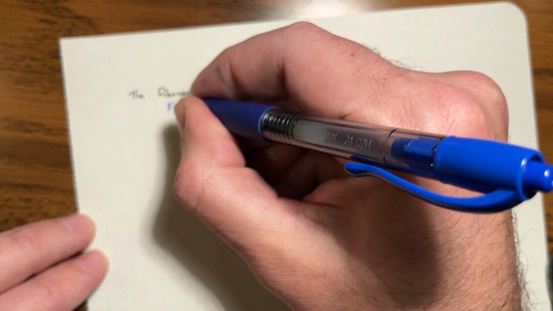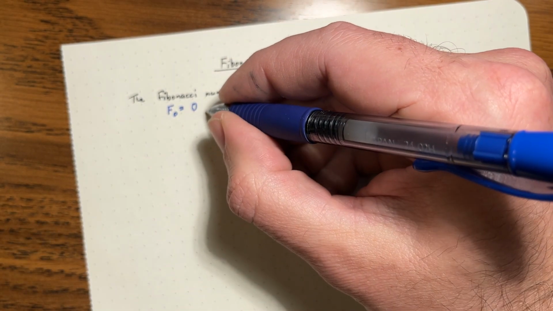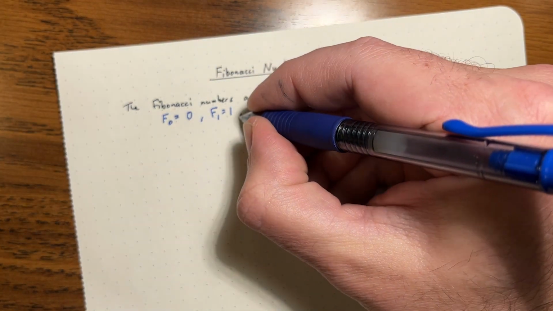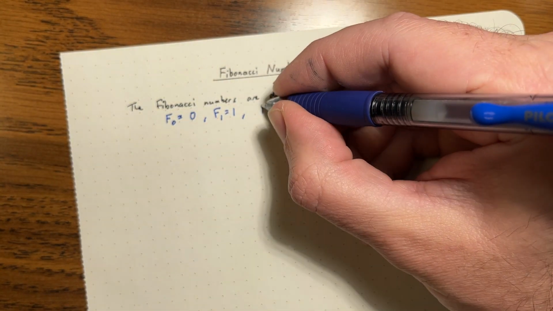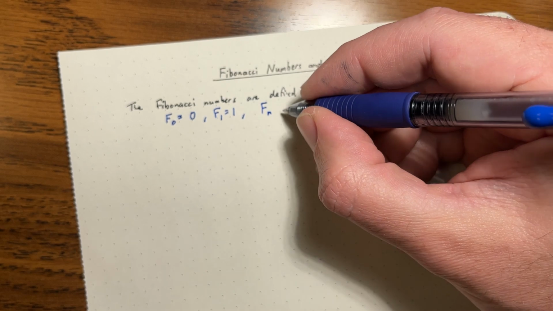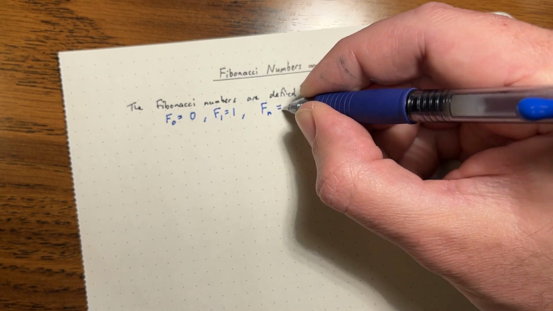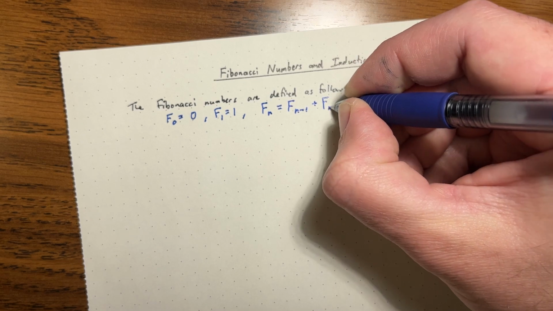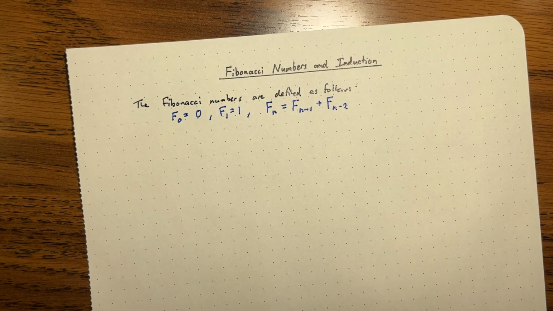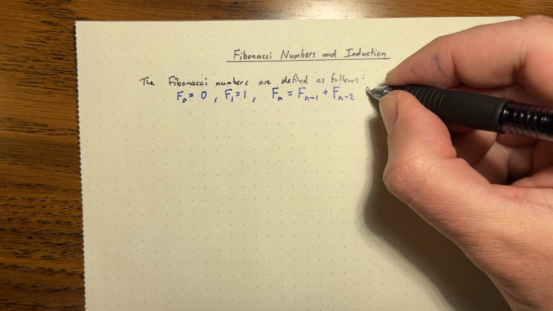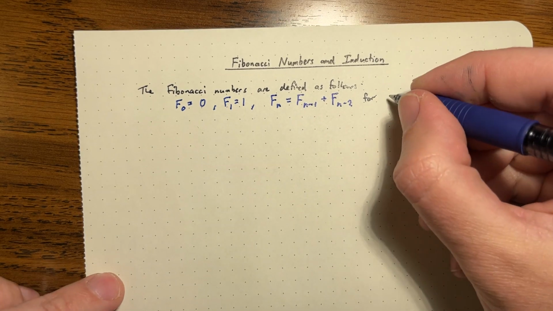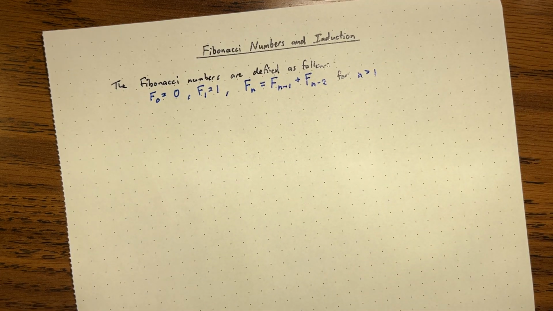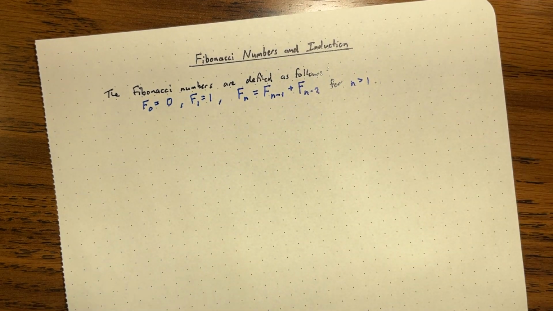Let's start with f of 0 actually. So f of 0 is 0, and then f of 1 is 1. And then after that, to get the nth Fibonacci number, you add the previous two. So f of n is f of n minus 1 plus f of n minus 2. And this last one is valid for n larger than 1.